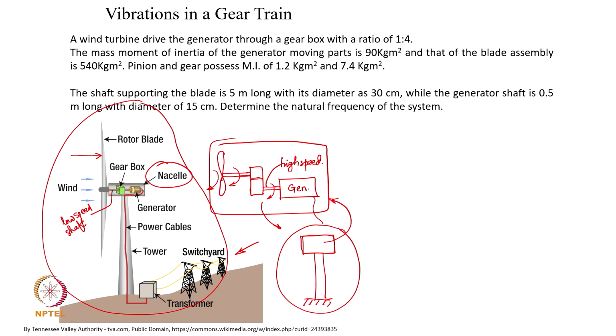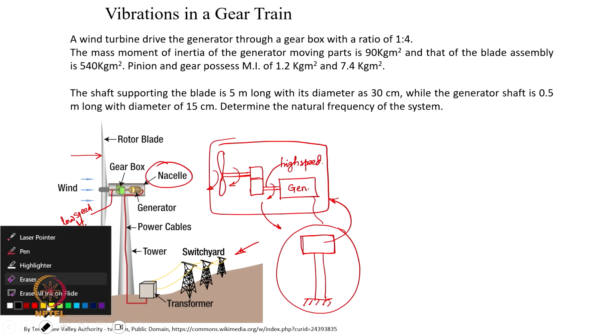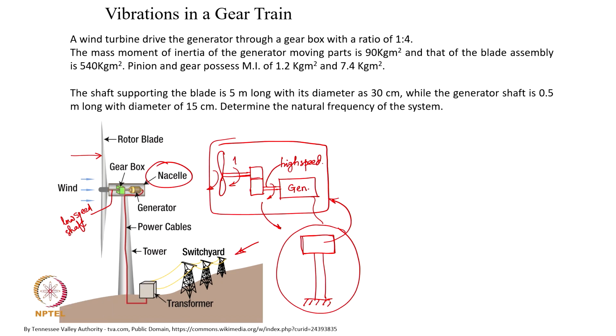Now, some of the parameter details are posed here in the form of a problem. And so, what we are seeing here is a question related to wind turbine vibratory model development. It says that this wind turbine drives the generator through a gearbox with the speed ratio of 1:4, which means that if the low speed shaft spins at 1 unit rotational speed, the speed at the output of the gearbox is going to be 4 units.